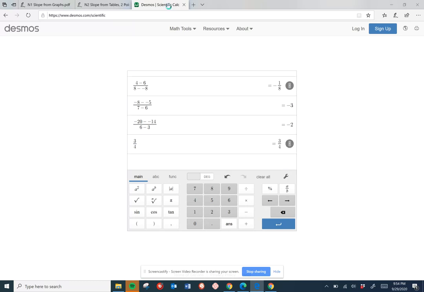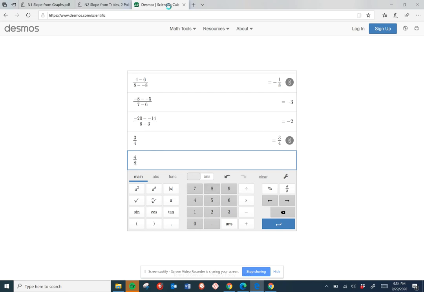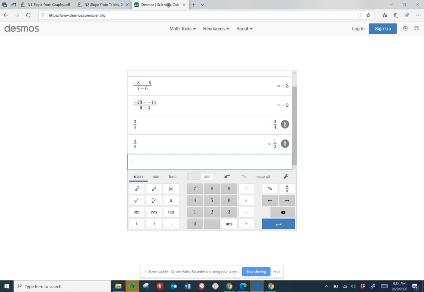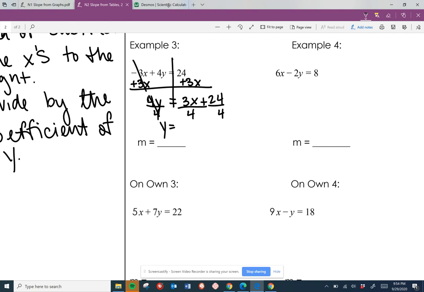So 3 over 4 is still going to be 3/4. Then we have our x. 24 divided by 4 is 6. So now we can see our slope, in y equals mx plus b, is this m value. So it's going to be 3/4. Okay, we'll do one more of those.